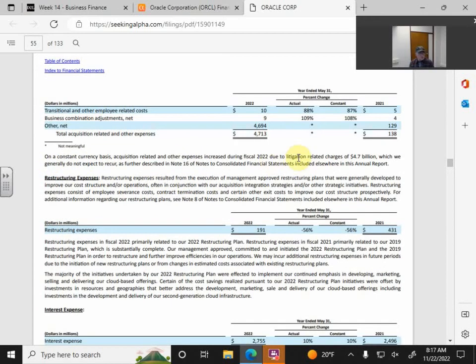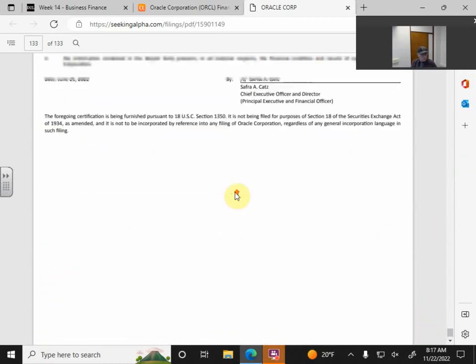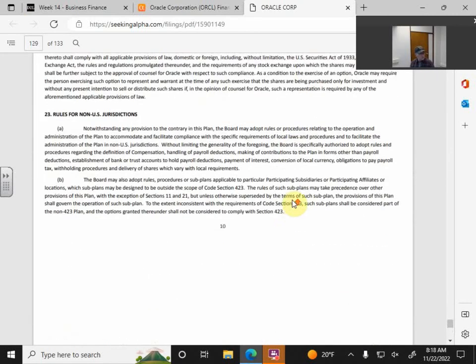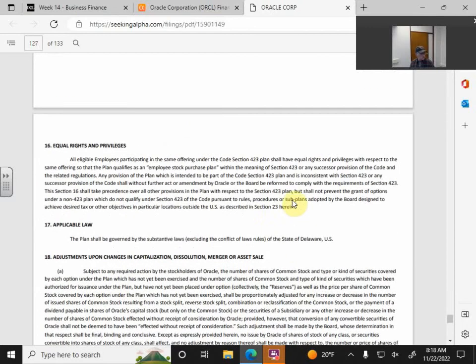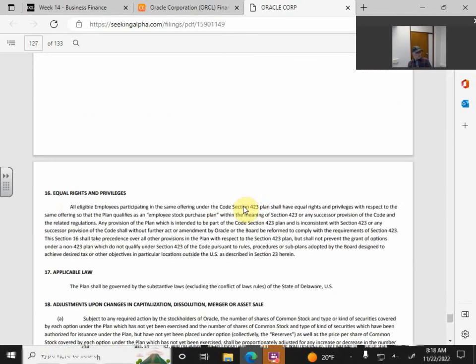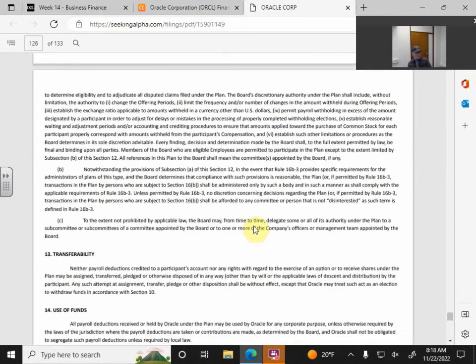And it says, due to litigation-related charges of $4.7 billion, which we generally do not expect to incur, is further described in Note 16 of Notes to Consolidated Financial Statements included elsewhere in this annual report. And so I might want to go look for that Note 16 and see. I think the notes are way down here. Maybe I'd have to go see if I could find them. But I didn't find those this morning yet. I hadn't looked at them, but I think I could find it. There's 22. Let's see if we got 18, 17, 16. Nope, that's not it. That's something else, because that says equal rights and privileges, so it doesn't have anything to do with ours.